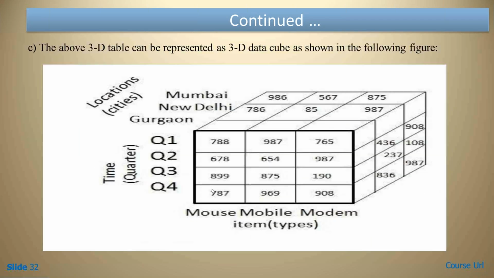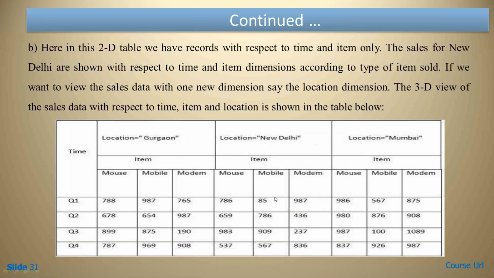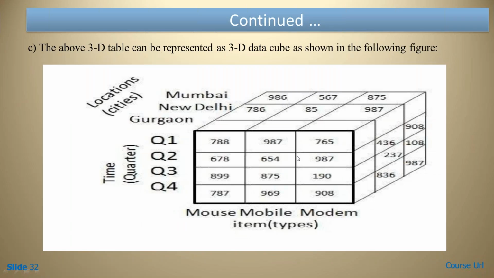Now come to 3D. In 3D, it looks like a cube. In the upper part you can see some data, on the right side some data, and on the front side some data. Mouse, mobile, modem item types are present here. Then we get quarterly basis and location basis also. If it looks this way, it is called a cube. Here this is two-dimensional and here this is three-dimensional.